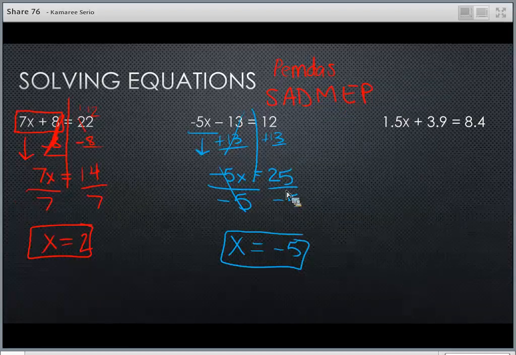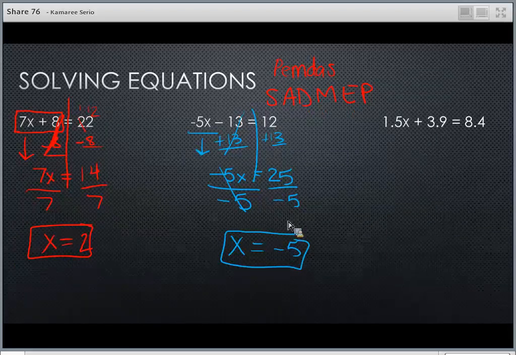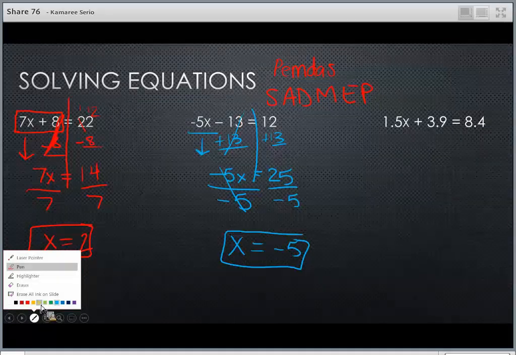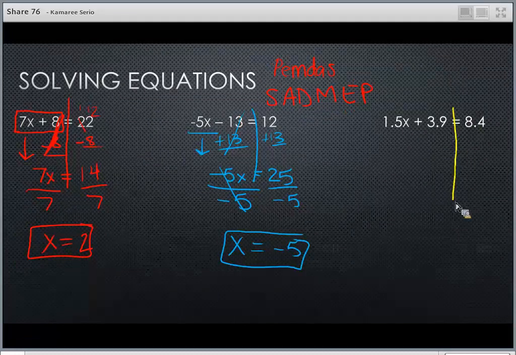So if you're dealing with a problem like this and there's a negative sign and you're not 100% sure whether or not it should be positive or negative, don't guess. Type this into a calculator and double check. All right, and then here we have this very last one with decimals. The decimals, don't freak out, okay? We can use a calculator, remember.